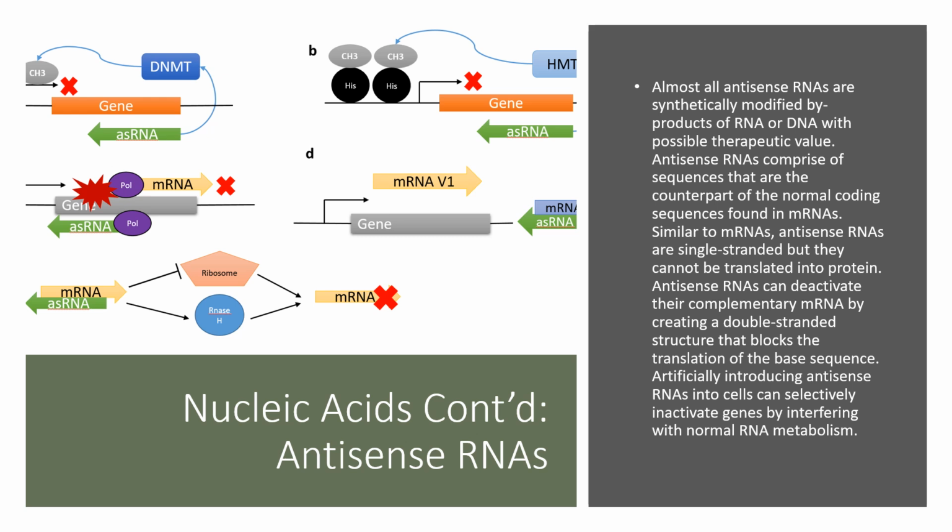Antisense RNAs can deactivate their complementary mRNA by creating a double-stranded structure that blocks the translation of the base sequence. Artificially introducing antisense RNAs into cells can selectively inactivate genes by interfering with normal RNA metabolism.